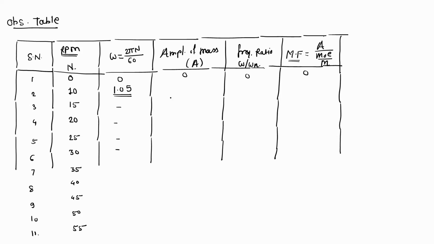Okay. Now the value that we will get by using experiment is the A value. So if you vary the RPM or if you vary the omega, we will get the different value of A. So we have to find out for each RPM, that is 10, 15, 20, 25.